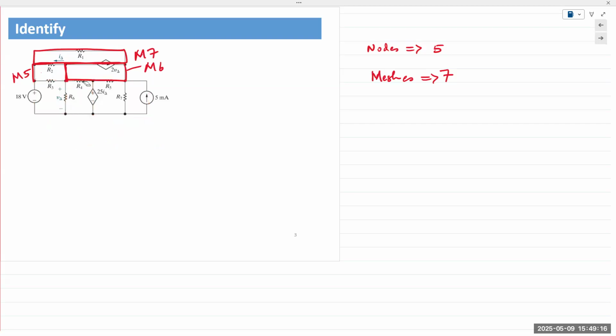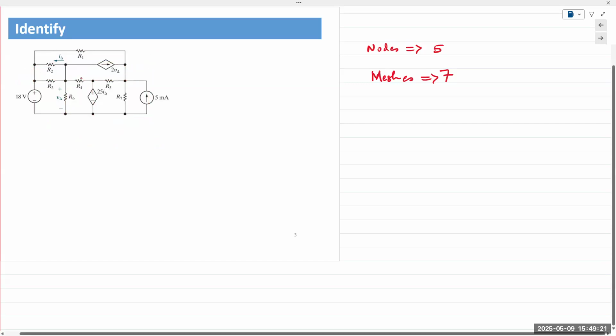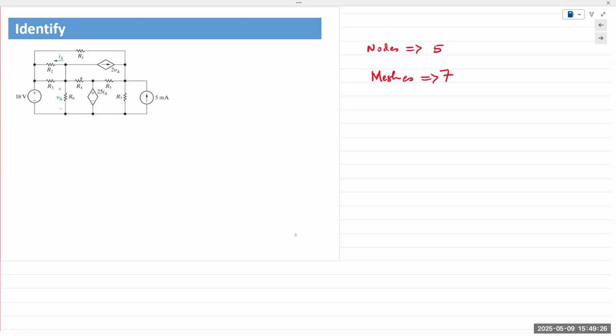Now, as far as loops go, we have more than 7 loops. Loops are basically you start at a node, you go around the pathway, and you come back to the exact same node, taking any path you want without going back on that same node. So for a loop, let's start with the outer loop first. Any circuit you have, you can start with the outer loop. So you have one big outer loop. Let's say that's loop 1.